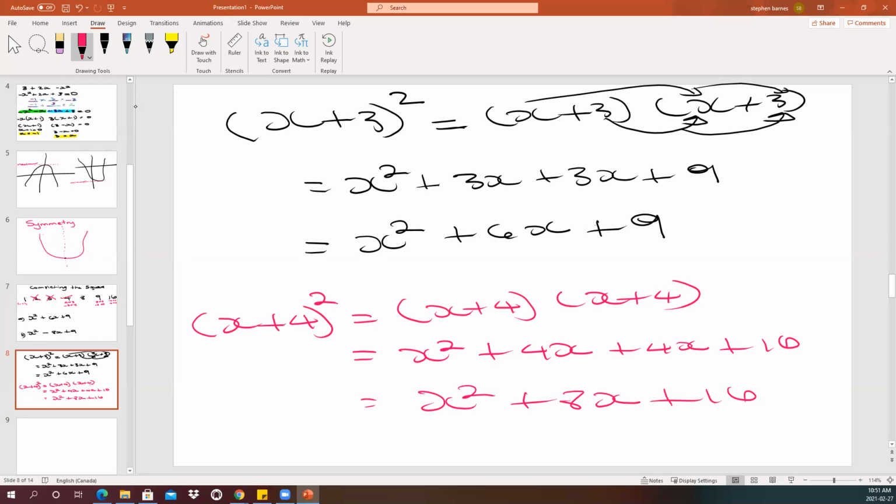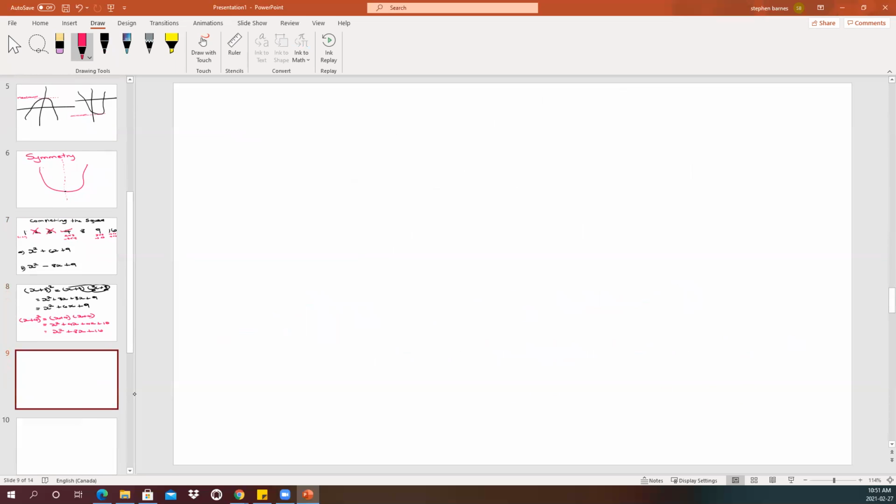Now, sometimes we are given an expression. Let me give it on a different slide. We're given an expression that's not necessarily a quadratic trinomial or whatever the case is.